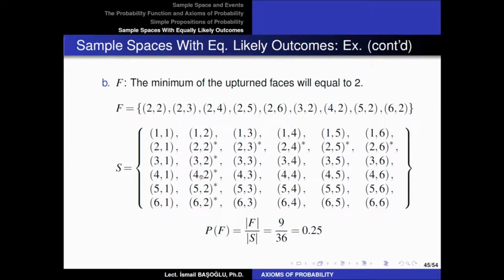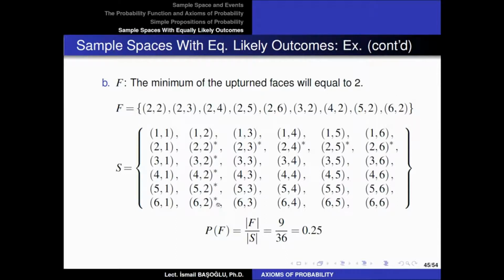If you get a 5-2, 4-2, 3-2, or 2-2, in these outcomes the minimum of the two faces is always going to be 2. But not just these outcomes. If you get a 2-3, 2-4, 2-5, or 2-6 as well, the minimum of the two faces is going to be 2. If you check other outcomes, you do not have that situation. Therefore, if we represent the minimum of the upturned faces being equal to 2 as an event F, then F is going to be a subset of the sample space containing these 9 outcomes.